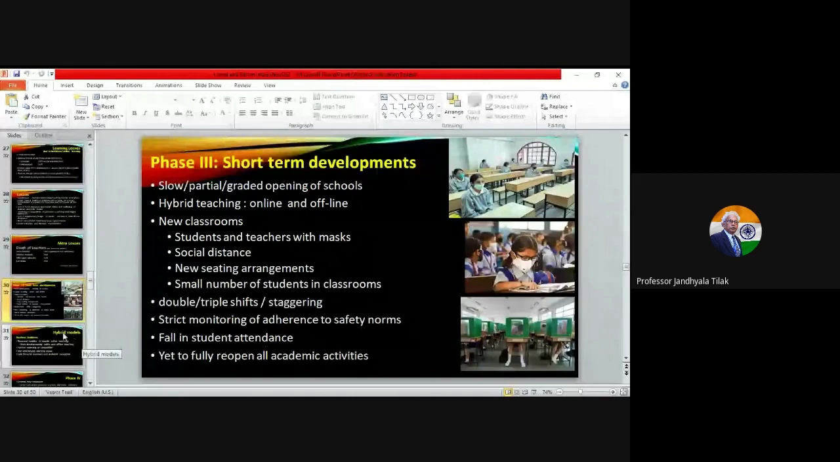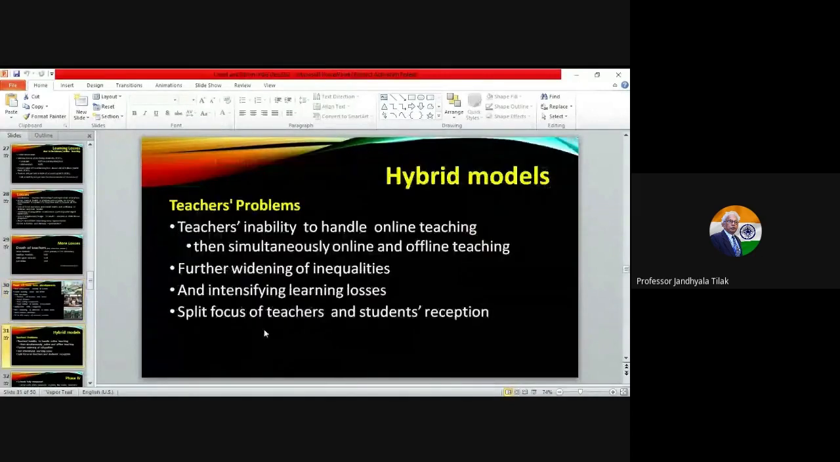School activities are still not normal. Schools are not fully open. There is the question of teachers' ability to handle online teaching programs, and now in phase 3, simultaneously online and offline. In fact, in the same class, the same teacher was to do both, and that was really a big task and a big challenge for the teachers, given that there was no training at all beforehand.